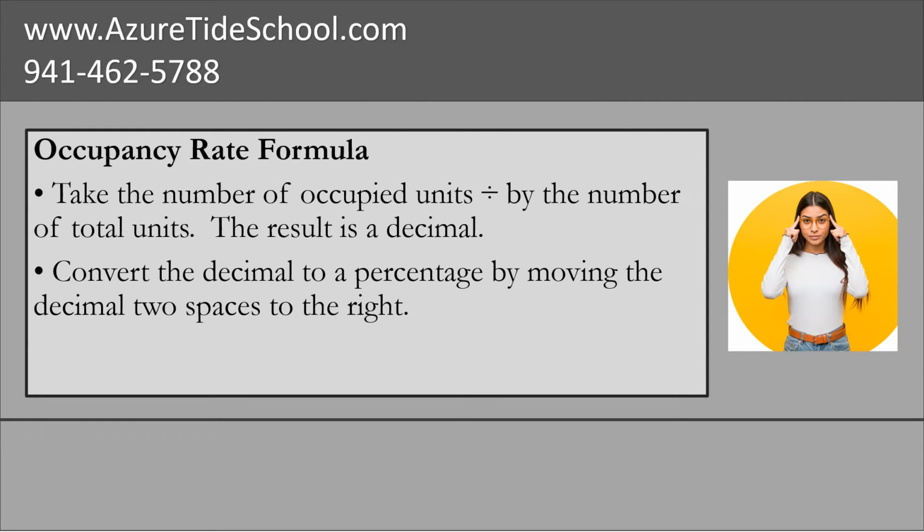Occupancy rate formula. Take the number of occupied units and divide by the number of total units. The result is a decimal. Convert the decimal to a percentage by moving the decimal 2 spaces to the right.